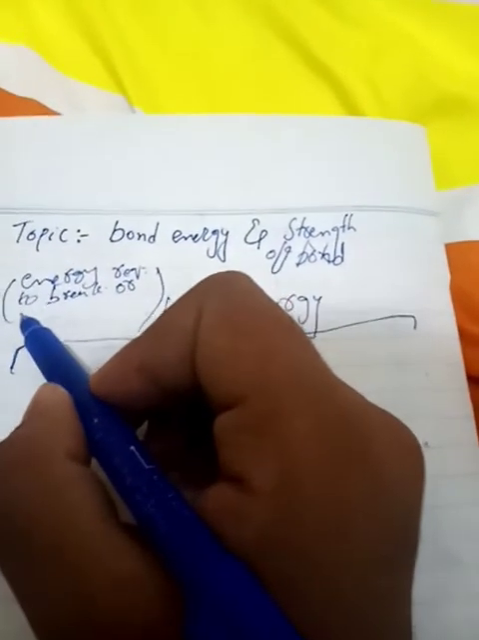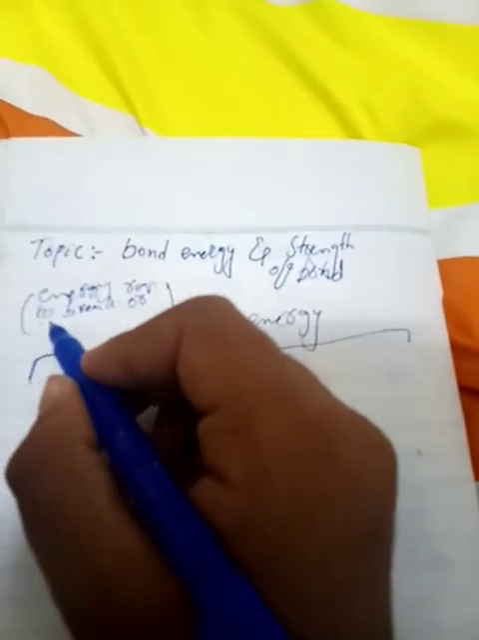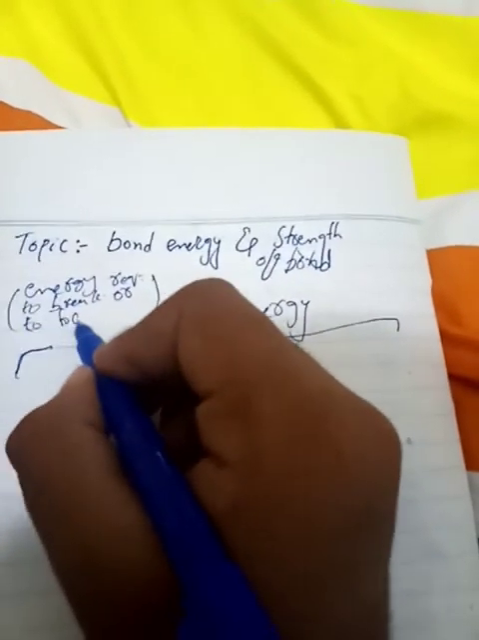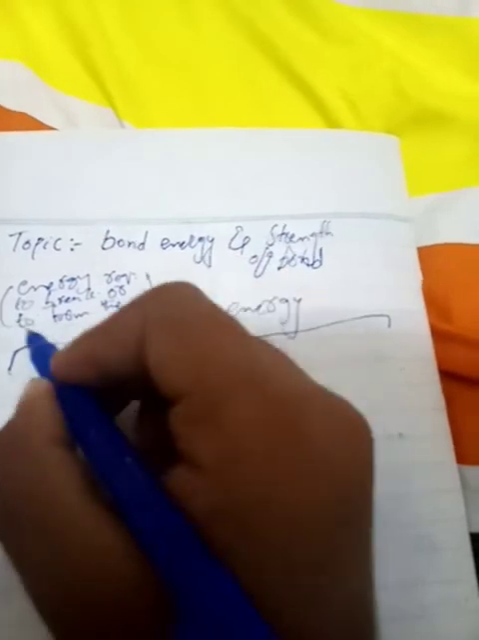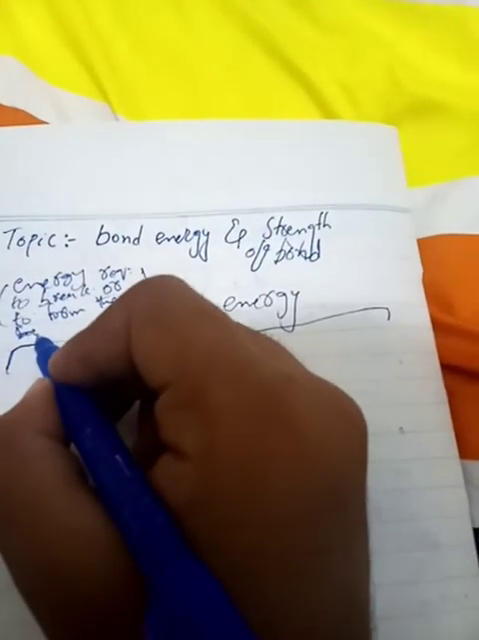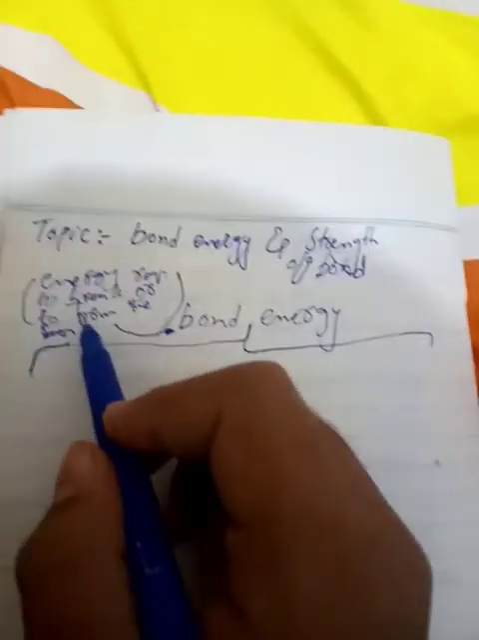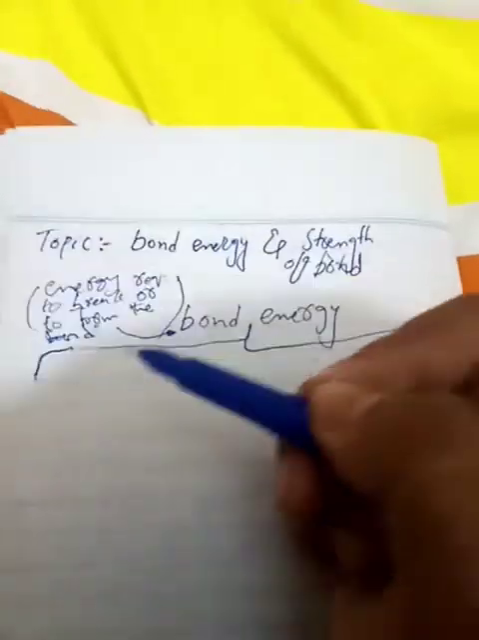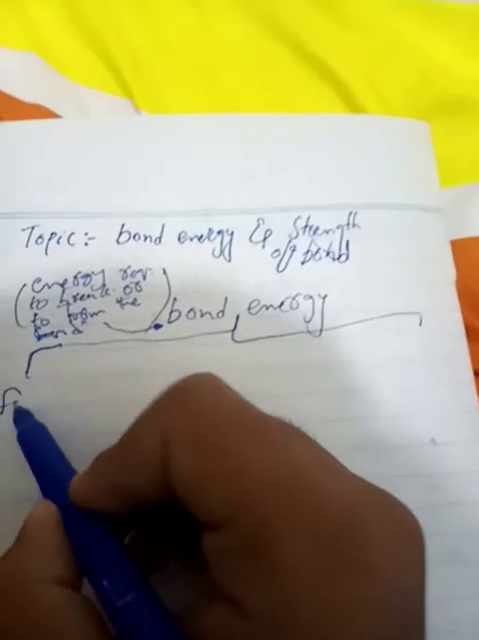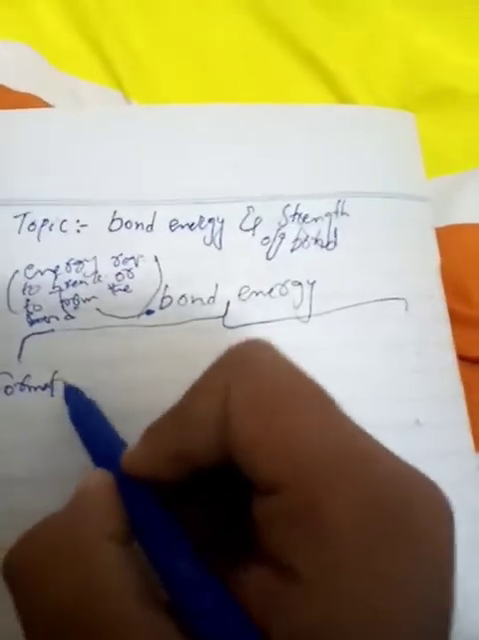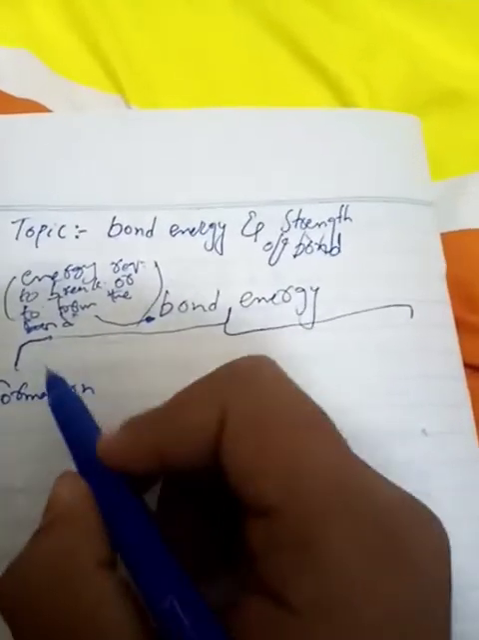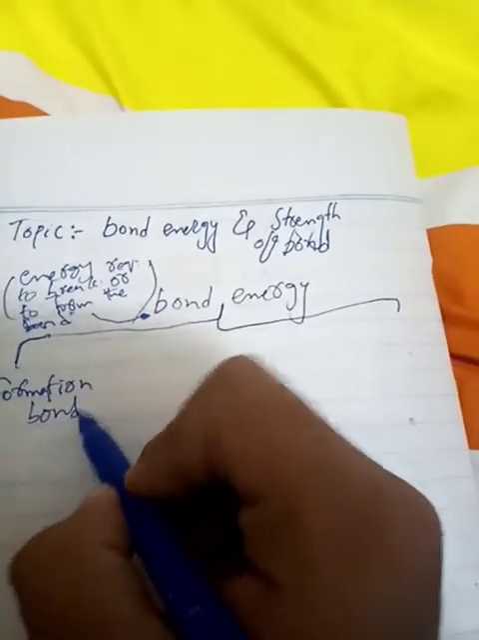to break or to form the bond is called bond energy. Okay, so one thing I've said here is wrong. You will ask why, what is the reason that I am saying it is wrong. I will be telling you why.